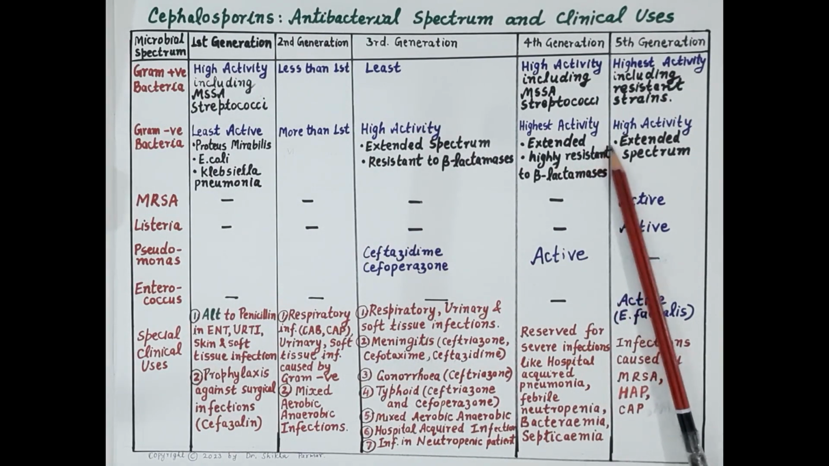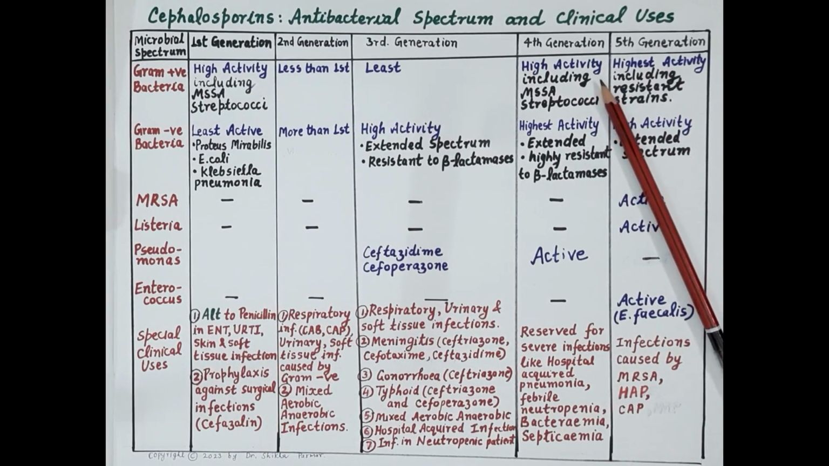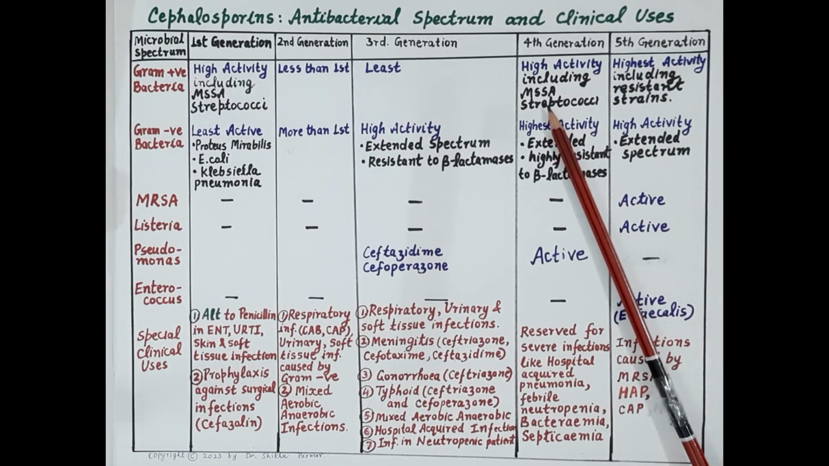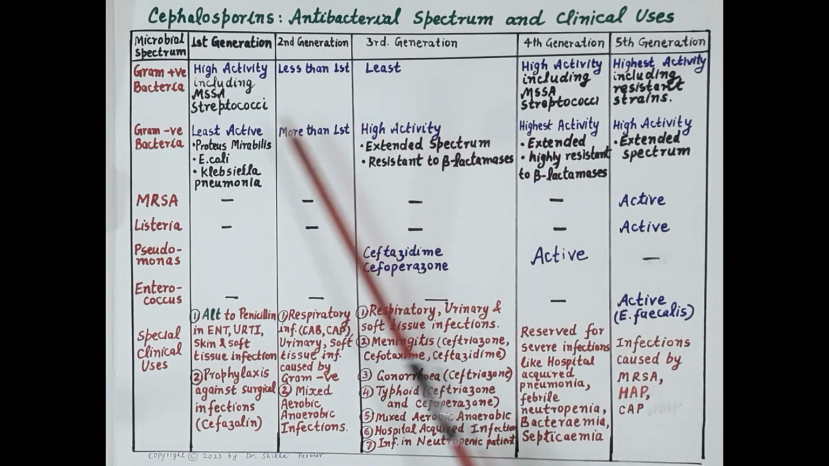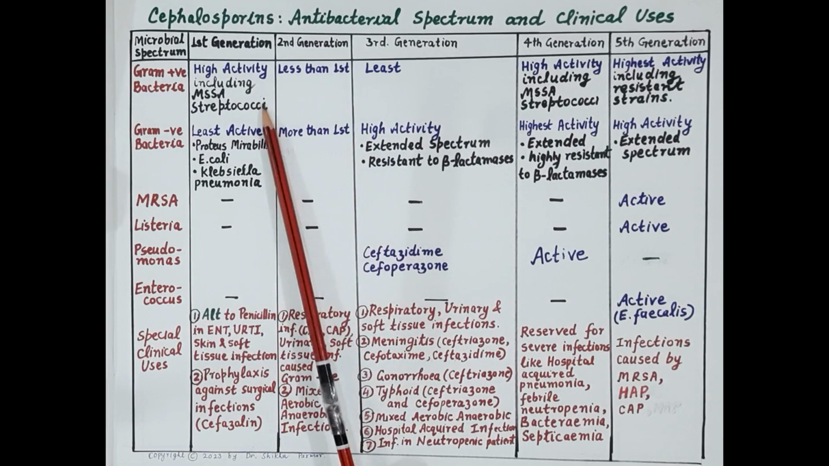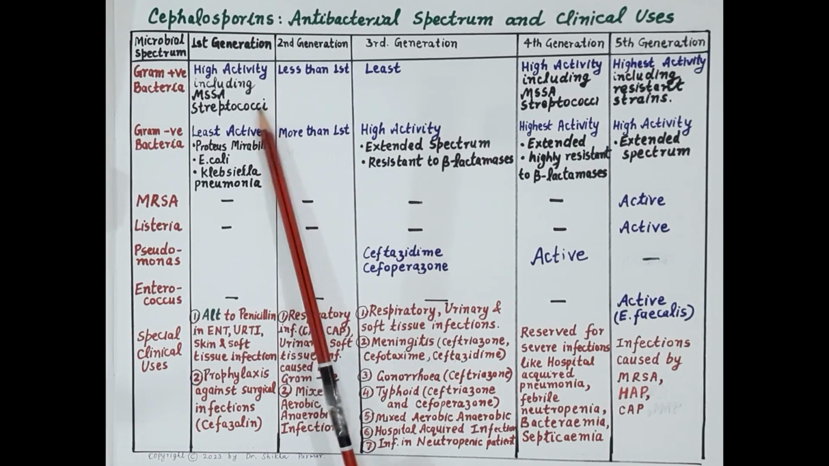Now, fourth generation cephalosporin, that is parenteral cefepime, exhibits high activity against gram-positive bacteria, similar to first generation cephalosporin. These are effective against methicillin-sensitive Staphylococcus aureus as well as streptococci. So, activity is similar to that of first generation cephalosporins.